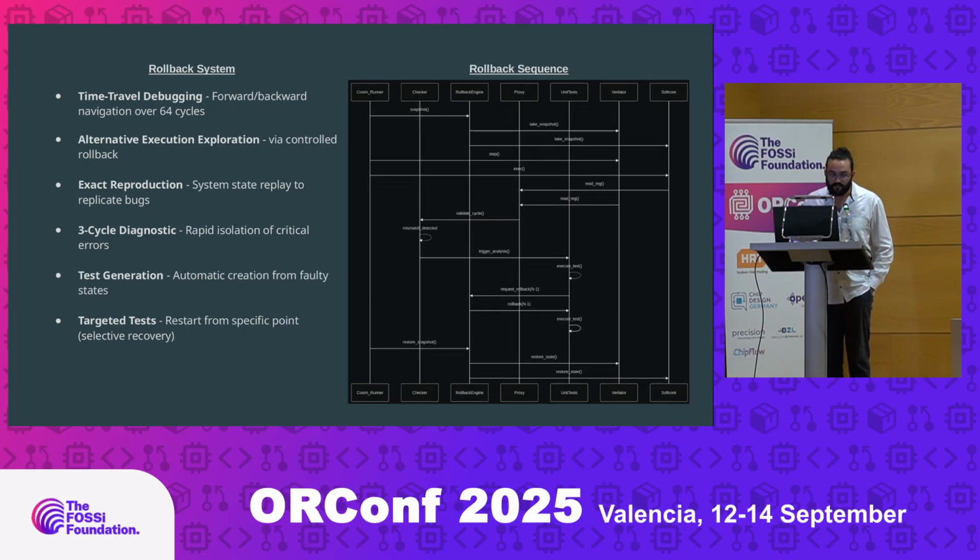The rollback system is then time travel debugging with 45 cycles on a compressed database to reduce the rates, with alternative execution exploration via the controlled callback, and exact reproduction for sharing and replicating the bug, with a 3 cycle diagnostic: before the error, at the error, and at the propagation of the error, with test generation for the faulty states.